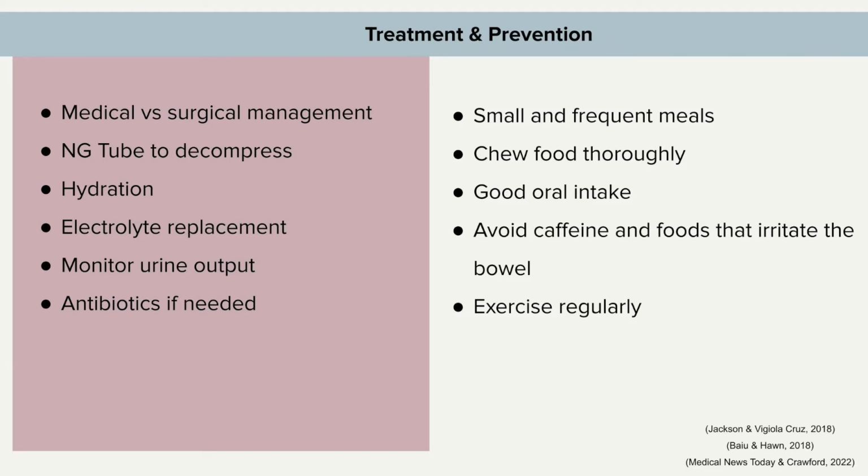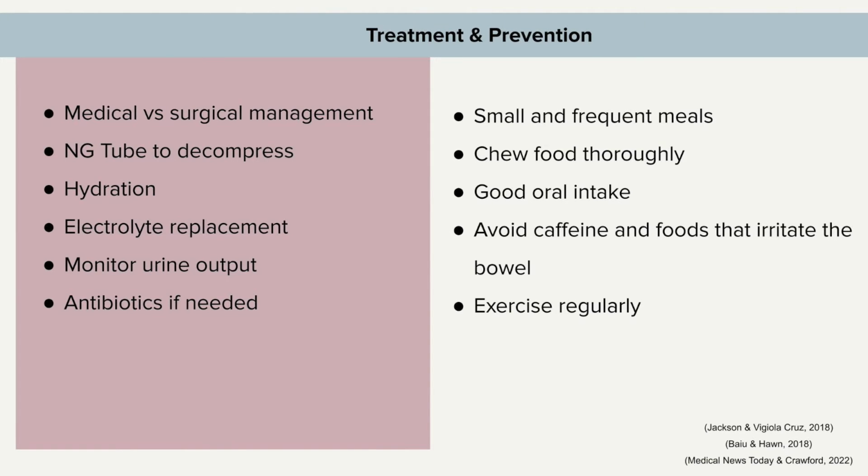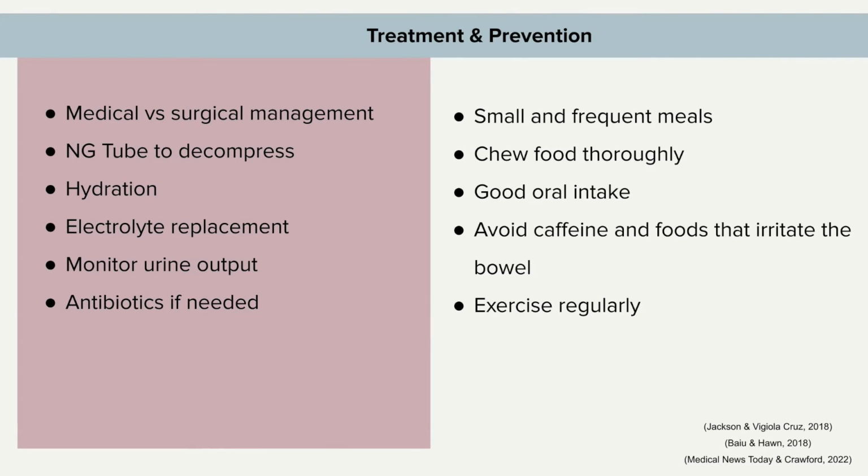Treatment and prevention. So first we'll talk about treatment. So there's medical versus surgical management. We have an NG tube to decompress. A majority of small bowel obstruction will resolve by simply placing a nasogastric tube and applying suction to decompress the stomach. This actually allows for the small bowel to shrink back to its normal size and rest. It can take a few days for this small bowel to decompress though. And signs that the treatment is working usually include the patient feeling less bloated and passing gas and stool.